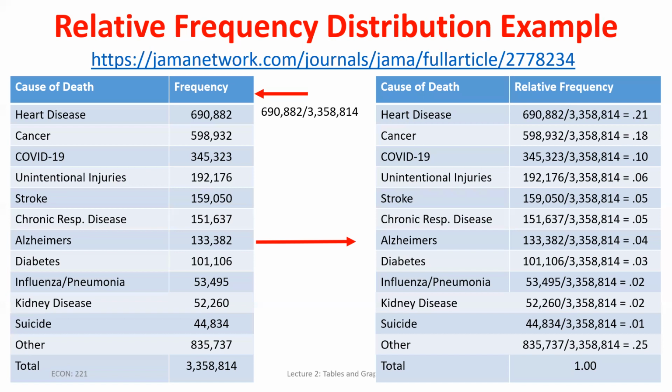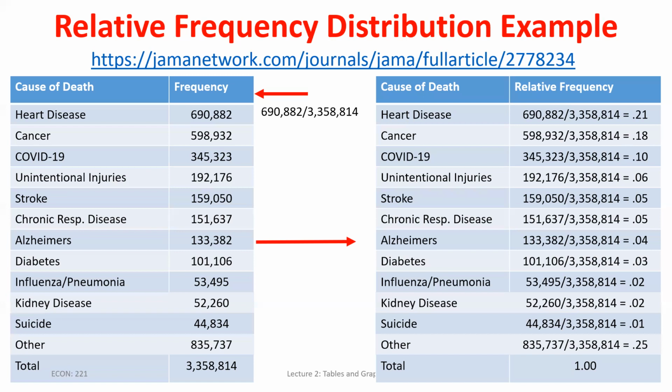Right? So think about why. How did I come up with the total deaths? Well, I would add up the frequencies of every type of cause of death. If I add up my relative frequencies, the numerators are just my frequencies, so I know those will add up to the total number of deaths. I divided them all by the total number of deaths, so any number divided by itself will always be 1.